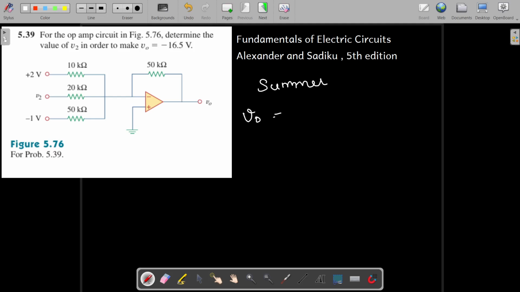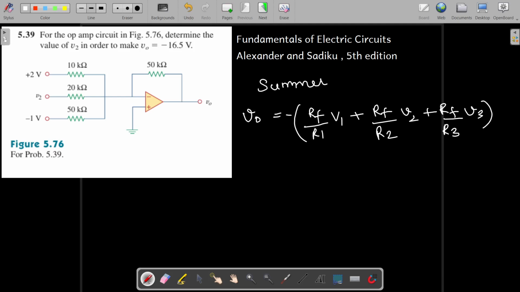So here V naught, that's the output voltage, is equal to minus of RF by R1 into V1 plus RF by R2 into V2 plus RF by R3 into V3. This is the formula. Okay. So simply you have to substitute the values here. So this is your RF. Take this as your R1, R2, R3, and this is your V1 and V2 and V3.